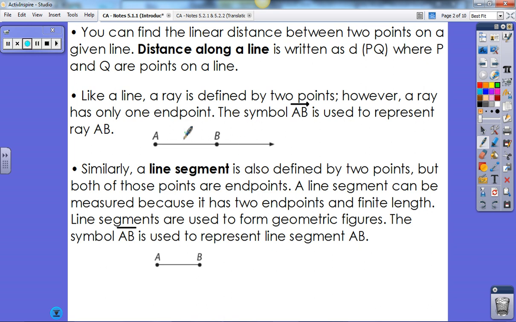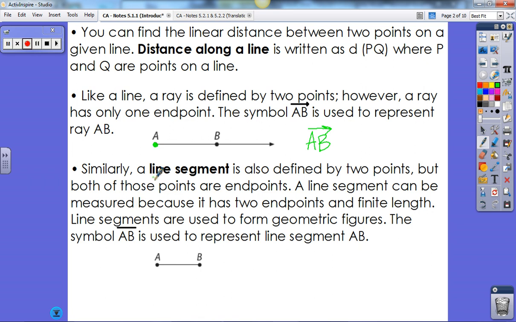A ray is similar to a line, except that it actually has a definite beginning, and then it extends infinitely in one direction rather than in both directions. Again, I do need 2 points to define a ray. This time when I write it, I use a ray above it, so the arrow only goes in one direction, not in both. And it does matter that I put A first and then B, because A is where it starts and then it extends infinitely beyond B, just like my ray does here.